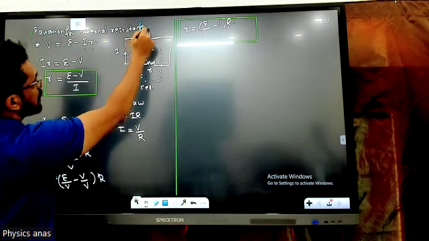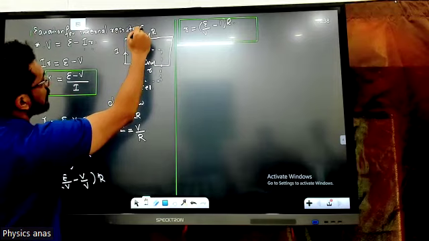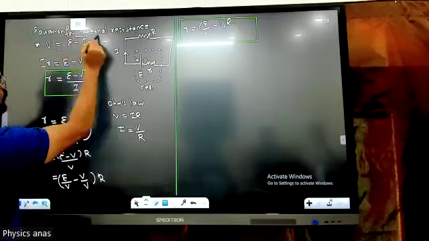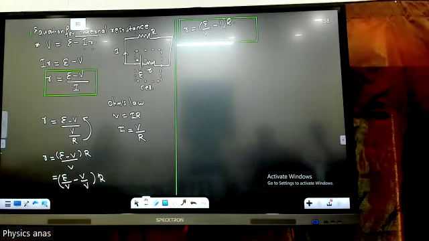Equation for internal resistance. Write the equations that you can see on the board.